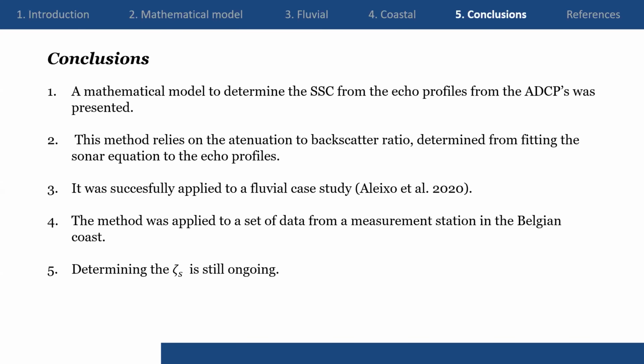Now we are in the process of applying it to a different field in a coastal area, and these are the challenges we are facing. So if you have any ideas that we can discuss, I would be very glad to discuss them with you.